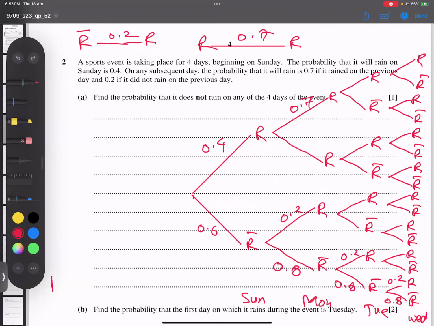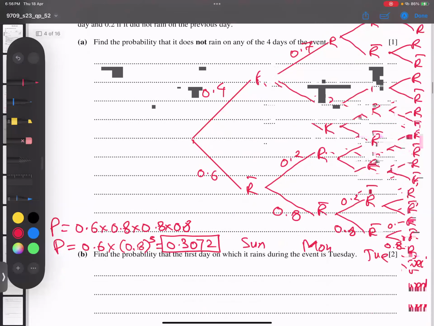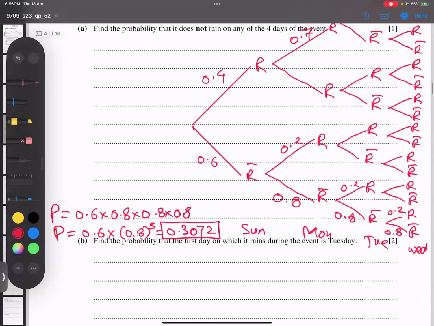So the probability he's asking is 0.6 into 0.8 into 0.8 into 0.8, or you can write probability 0.6 into 0.8 to the power 3. And the answer, if you type in the calculator, is giving us 0.3072, or you can write 0.307 also, no problem at all. 3SF. So this is for 1 mark. I have actually done this job for the next question even.